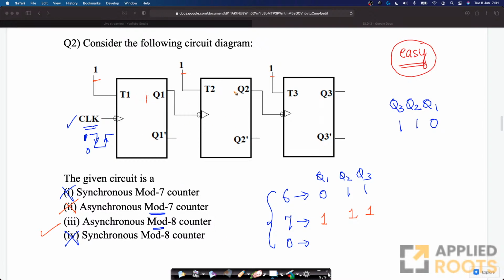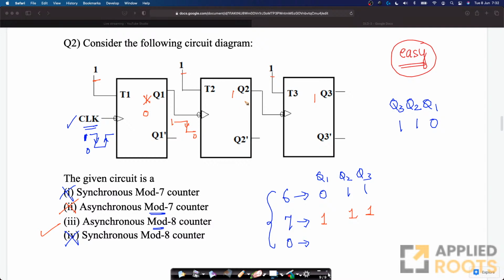So the current state is 1, 1, 1. Negative edge triggered, negative edge triggered, negative edge triggered, right? So let's assume there is a negative edge trigger again. What happens now? This 1 will become 0. So what happens to the circuit here? This was at 1 till now. It went to 0 now. So this is like a negative edge trigger now. From 1, it went to 0.